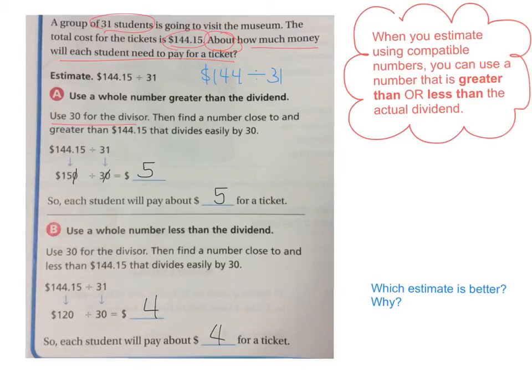Zara? $5 because then everybody can go and you have extra money. Yeah, if you only brought $4 each, we'd only end up with $120. Would that be enough for us to go on the field trip? So in this case, the high estimate is better because it's better to have extra money than to not have enough money, right? Very good.